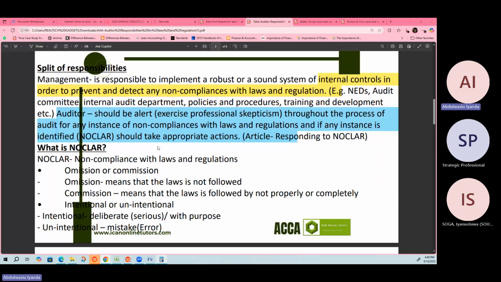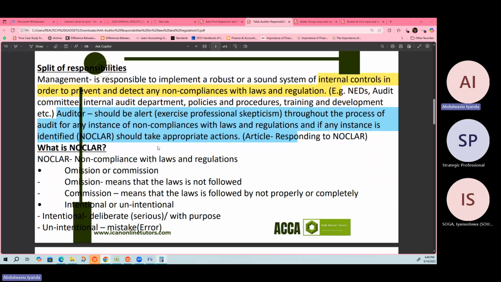There are two things that we need to watch carefully. There's what we call omission. Omission means that the law is not followed. Then the next one under NOCLAR is what we call commission. It means that the law is followed, but not properly or completely. Regulation can say this, and you just take part and you leave one.